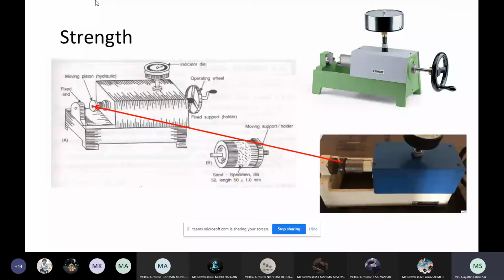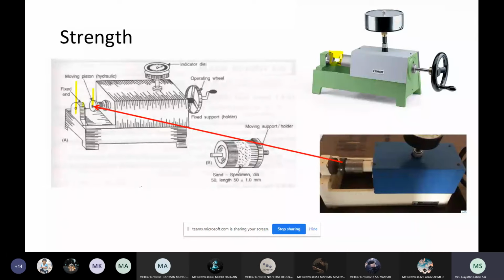Okay. If you see this, the equipment has an indicator. There is an operating wheel, and this is a piston which is operated hydraulically. This is a fixed end and this is a movable piston. In between, you will be placing the specimen. Between these two, you will be placing the specimen.